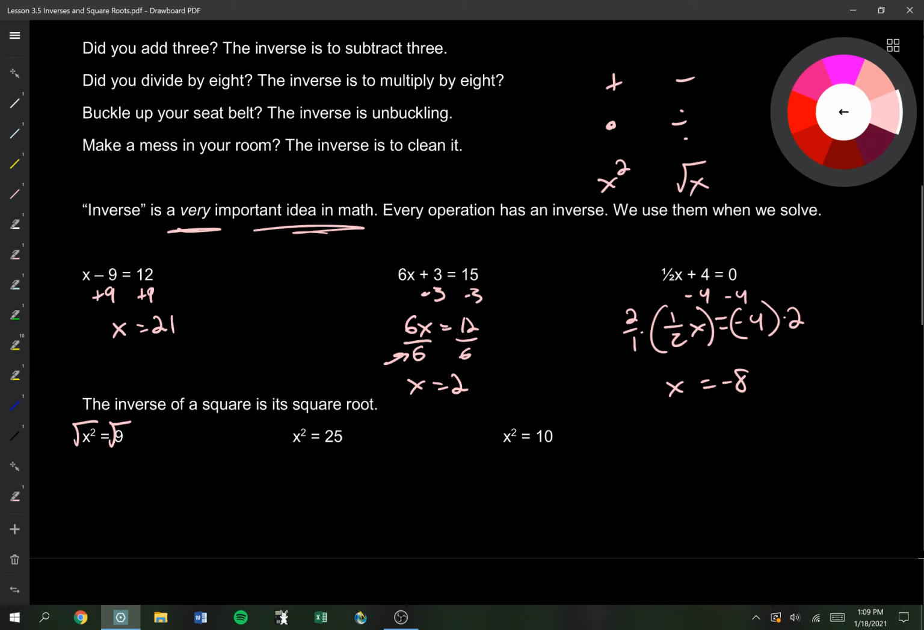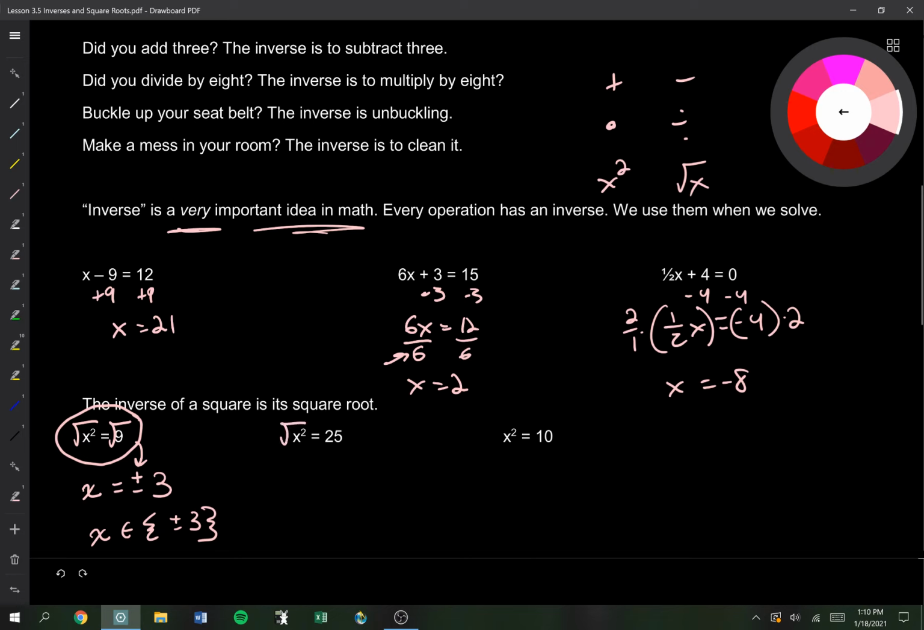Now here's the super important thing to understand. My solution is not just 3. My solution is plus or minus 3. Whenever you square root both sides of an equation, you have to have this plus or minus. So we would say that x is in the solution set of plus or minus 3 because there's 2 solutions.